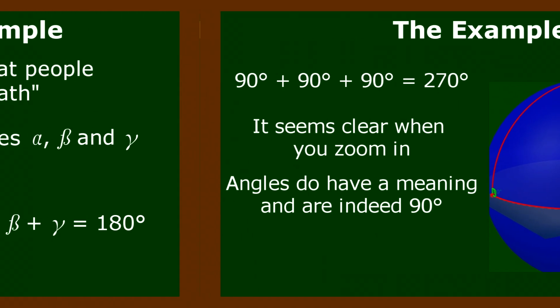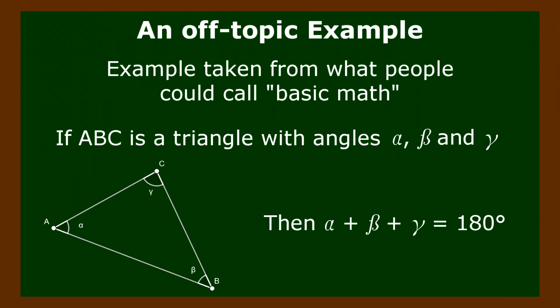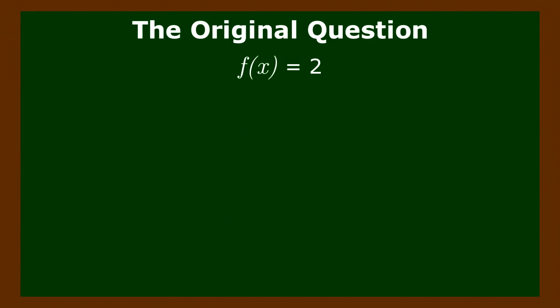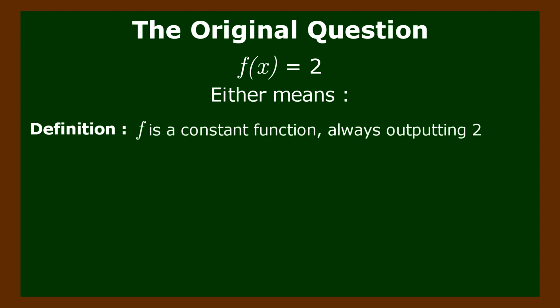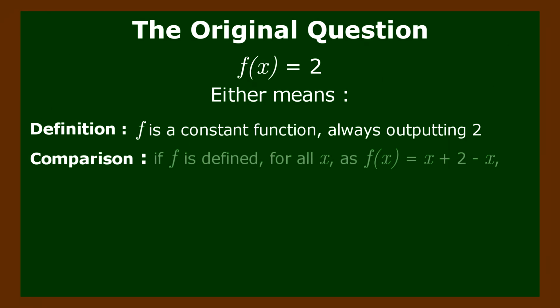The problem here is from our property. Yes, the sum of angles in a triangle is equal to 180 degrees if that triangle is on a flat surface. Context matters. To go back to our original problem, from what I see, there could be 3 meanings to this equality. First, as a definition, this equality is saying that the function f is defined as a constant function of value 2.